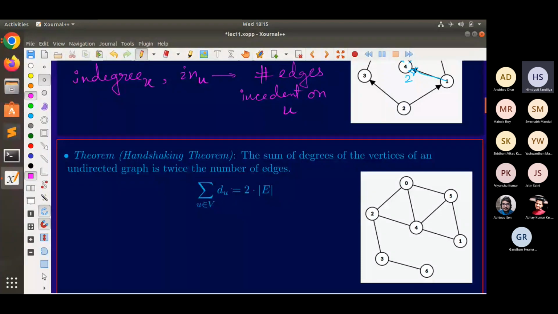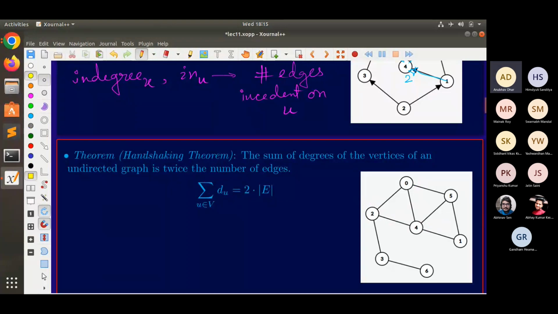Every edge is correct. Every edge is counted for 2 nodes. Exactly. So this edge is counted once for this and once for this. This edge is counted once for this and once for this. So whenever you insert one edge, your sum of degrees increases by 2.